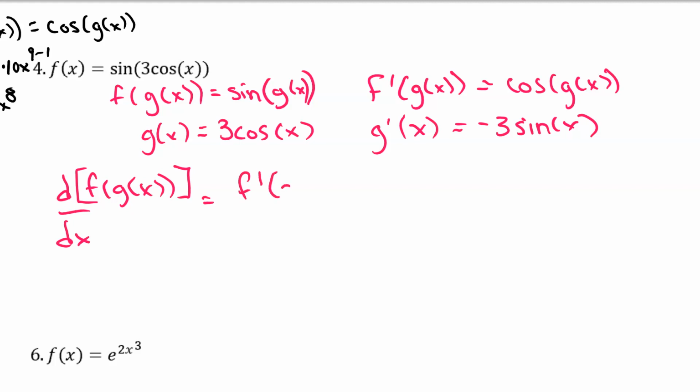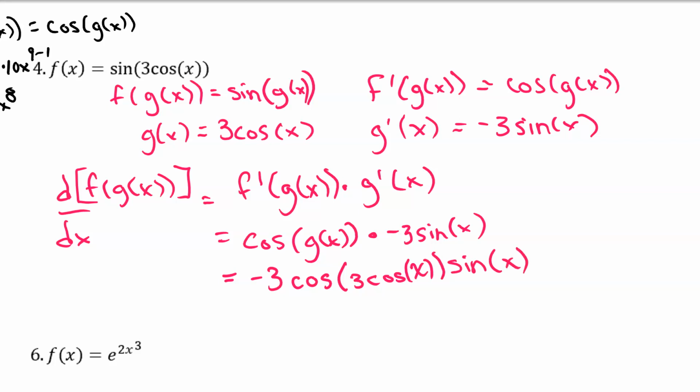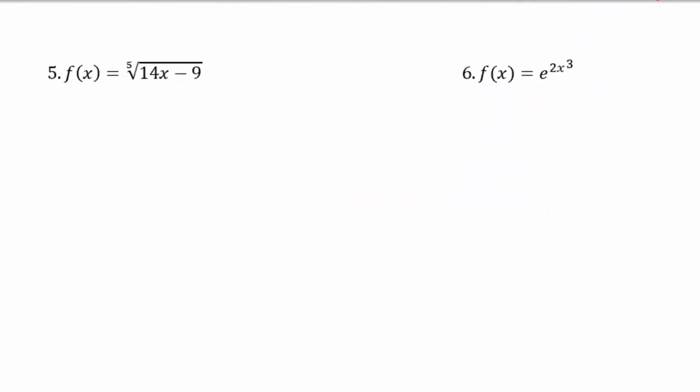The overall derivative of our composite function is, once again, the derivative of our outside with the inside function remaining the same, times the derivative of our inside. So I've got cosine g of x times -3 sine x, which is going to give me -3 cosine 3 cosine x sine x. Okay, we're winding on down here.